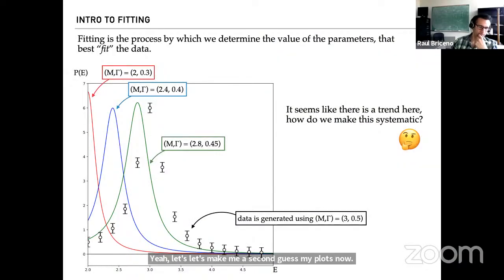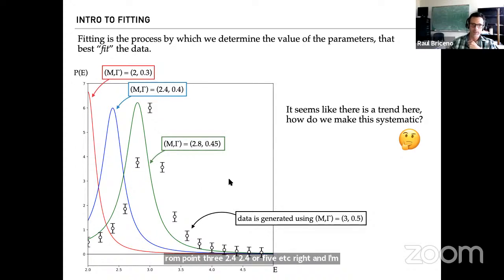And so this is what I get for some value of M and gamma. Then the blue is another value of M and gamma, and then the red one. You see that as I start dialing M from 2 to 2.5 to 2.8, it starts to look closer and closer, but maybe not quite getting there. I vary gamma from 0.3 to 0.4 to 0.45, etc. I'm getting closer and closer.